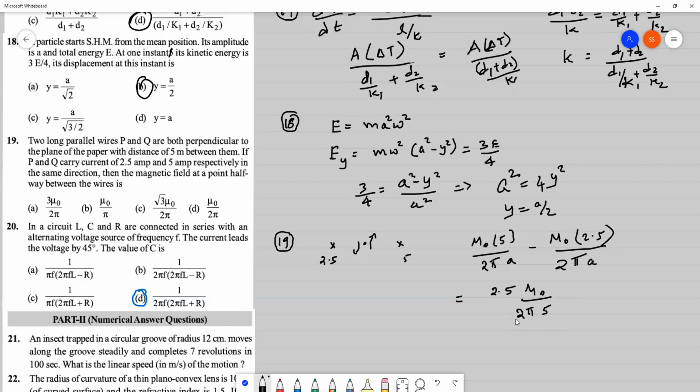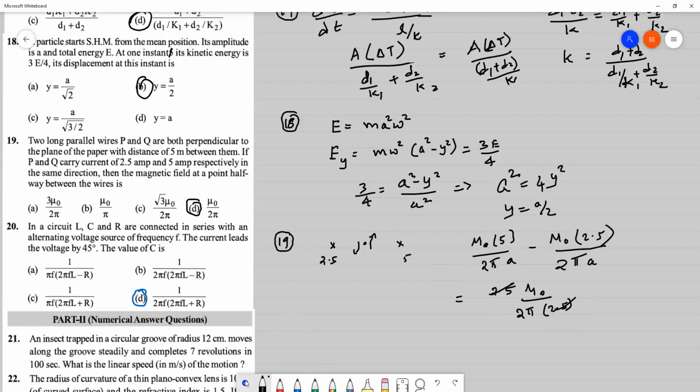Distance between them is 5 meters. So this should be 2.5, no? This should be 2.5. This is half the distance. So I'll make that correction. Because the total distance is 5, this distance should be 2.5. So I will score out this 2.5, and I'll get mu naught by 2 pi. So this should be the right answer.